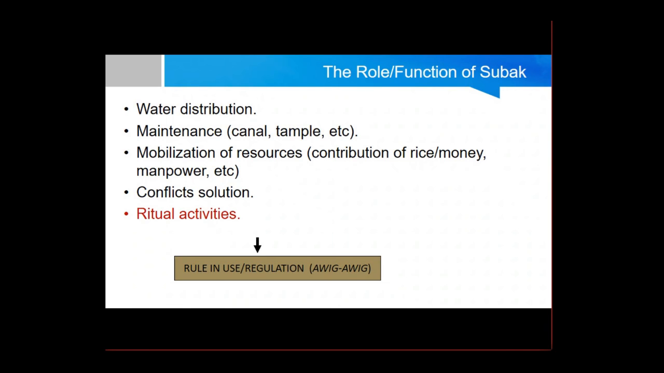Number three, mobilization of resources. So all the farmers in one subak will pay the contribution to the subak, and the number of contribution depends on the subak consensus. So this is the local system by Bali, because they must pay the contribution to their organization.